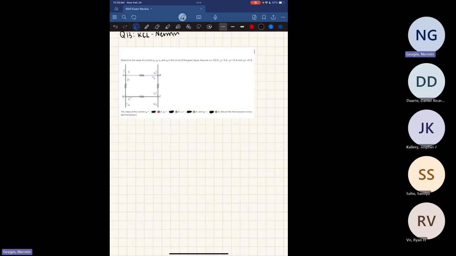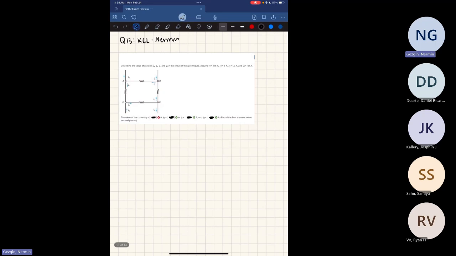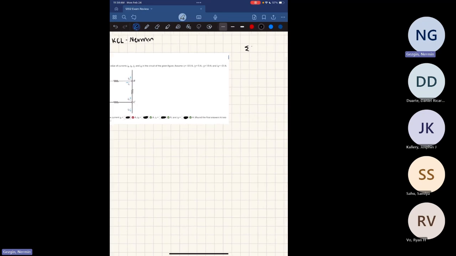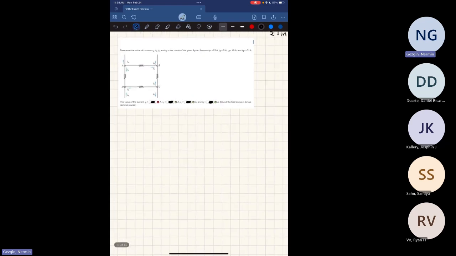So here we have a KCL question. KCL, remember, is the sum of the currents going in is equal to the sum of the currents going out. We're given 4 nodes: A, B, C, and D. What I like to do with questions like this is first write my KCL equations for each of the nodes, and then it's just a matter of solving those equations. So let's look at node A first.